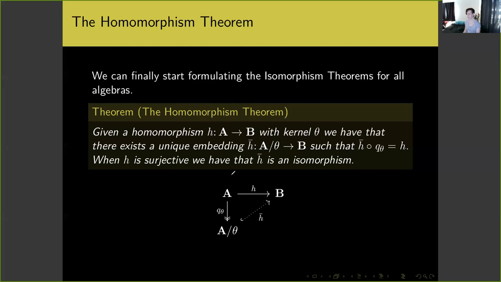Okay, so in order to start this off, let's do uniqueness first. If there was such a map H bar, let's show that it has to be defined a particular way. So let's start off with some element A, which is in A here. I'll write an A here to denote that A is an element of this algebra.